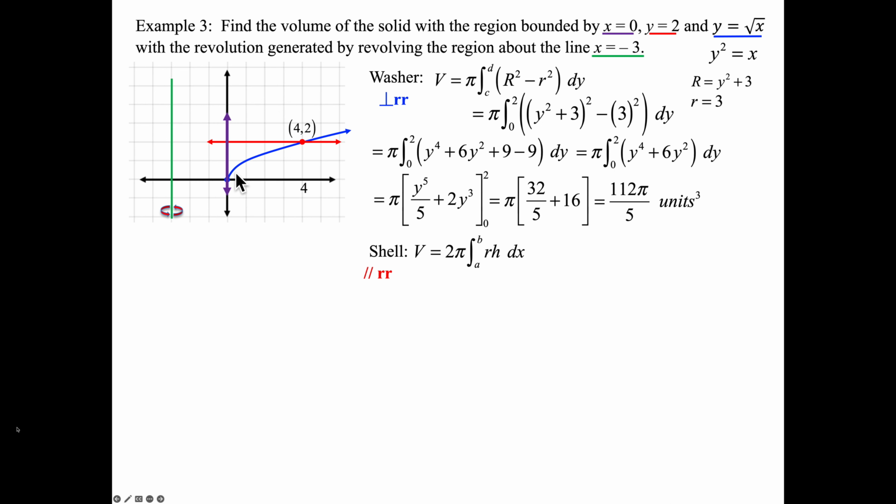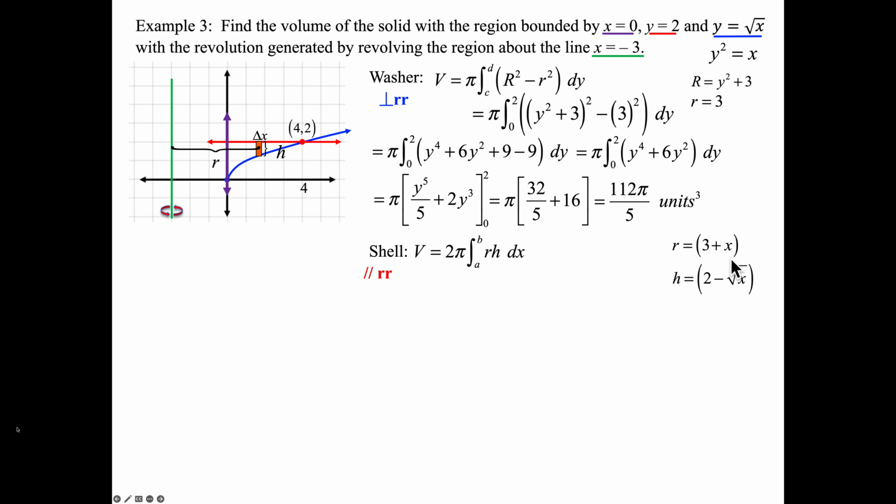I have my formula. I have to be parallel to the green line, which is my axis of revolution. Well, all right, so here, r of x, my radius will be the x coordinate plus 3 more. So that's going to be x plus 3. My height is going to be the red curve minus the blue, which will be the 2 minus the square root of x. So there's my r. I said 3 plus x or x plus 3. 2 minus the square root of x.